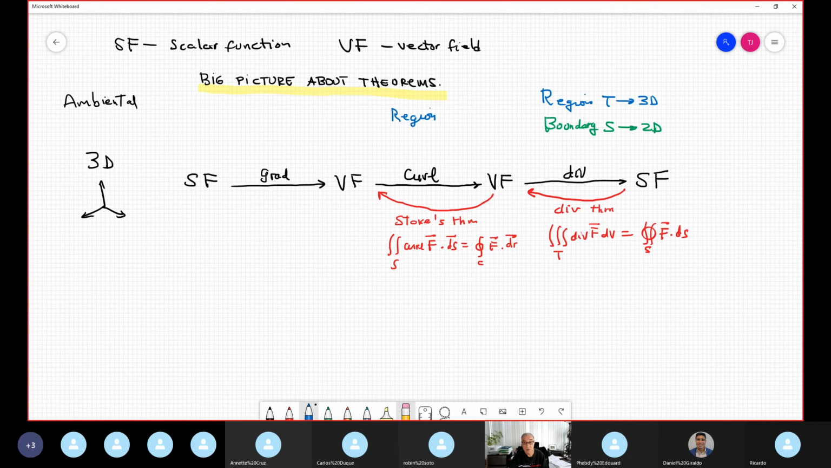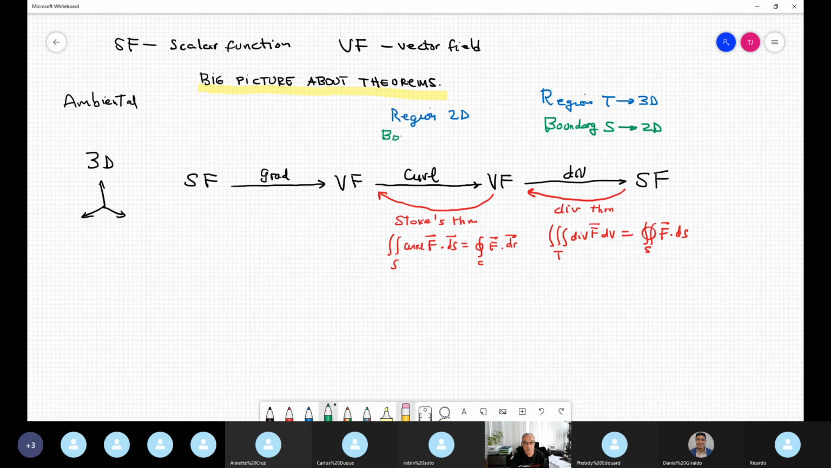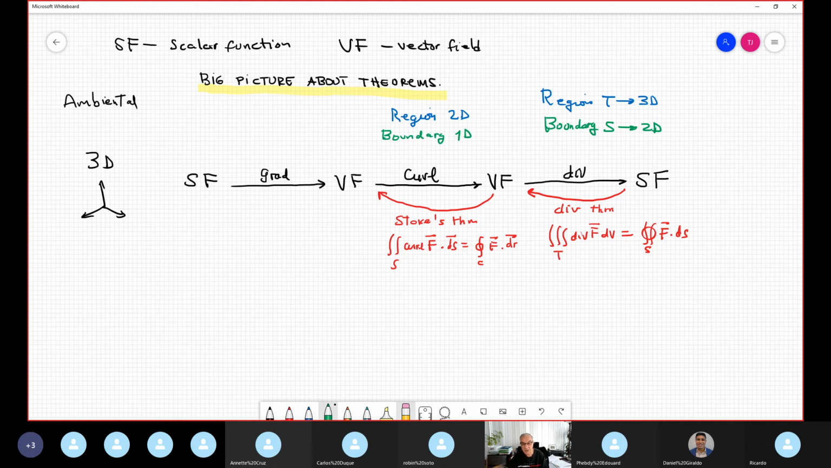So in this specific case, the region is 2D. Why is it 2D? Because it is the surface, and the boundary, remember in Stokes theorem, the boundary is 1D because it's a curve. Let me repeat again. In Stokes, you have a curve, we have a surface, this is the region, the surface, and the boundary is the curve, 1D, okay? And the divergence region is a solid, but the solid is totally inside. However, the surface that encloses the solid is the boundary, okay?